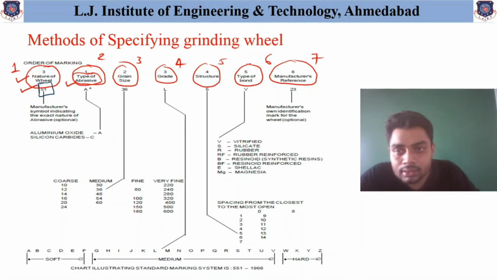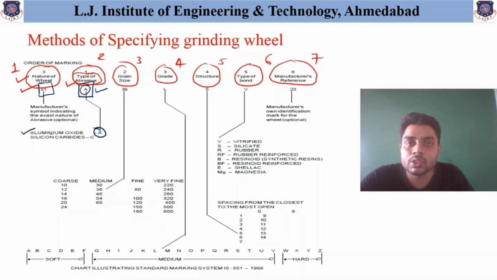Now the second one has the alphabet value A. So here the alphabet is indicated as A. What is the interpretation of A? A has a specific interpretation. It gives the idea of the material used, or type of abrasive used, that is aluminium oxide. So A indicates the material used, that is aluminium oxide.